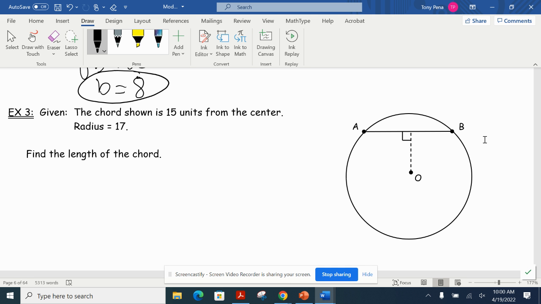Did you figure it out yet, Riley? Yeah, it's 16. All right, good. If you're getting 16, you did it right. Okay, if you got 16, then that's pretty good.